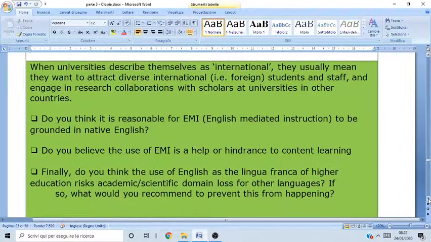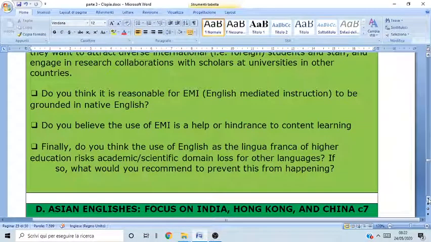And finally, do you think that the use of English as a lingua franca in higher education at university could be an advantage or a disadvantage for other languages? Could it mean the loss of other languages or not? And if you think so, what do you recommend to avoid this?